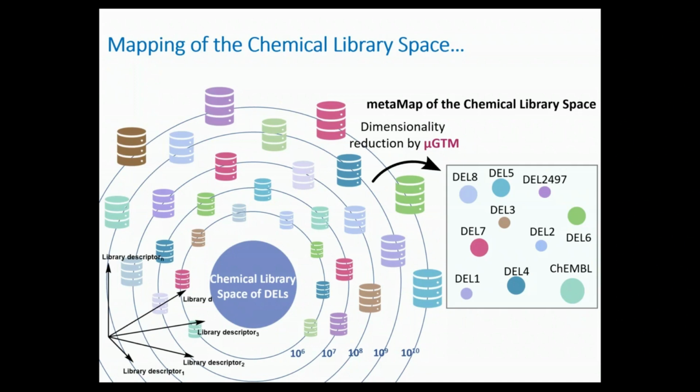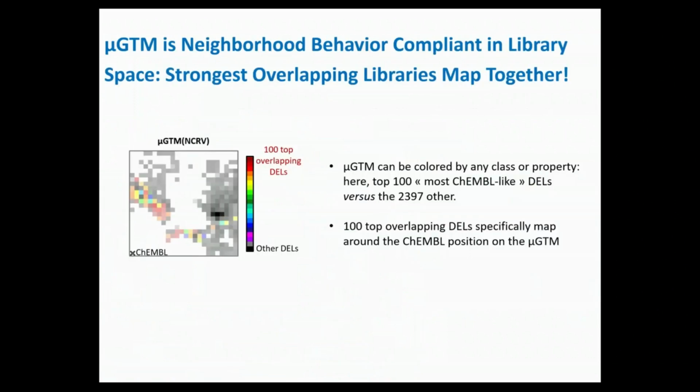And in this Meta-GTM, libraries will project in the same way as molecules projected on a library landscape. Right? So we will have specific positions for each one of the DELs and Campbell and ZINC, whatever we want to project in there. But does this make sense?